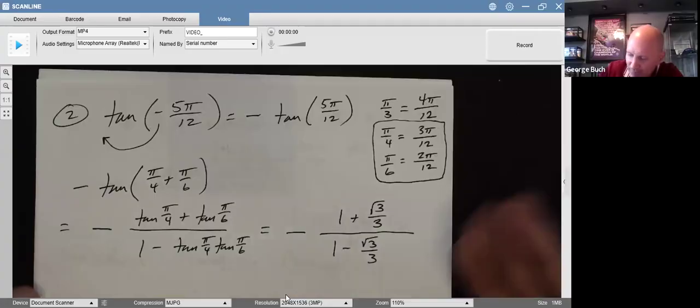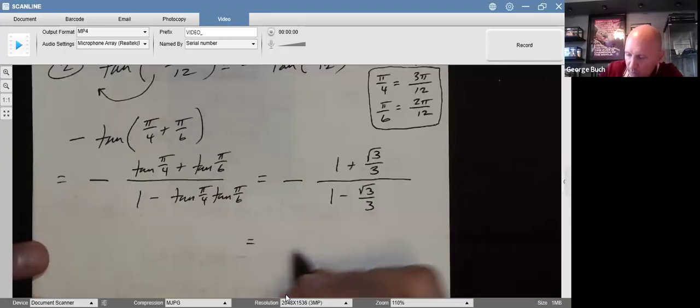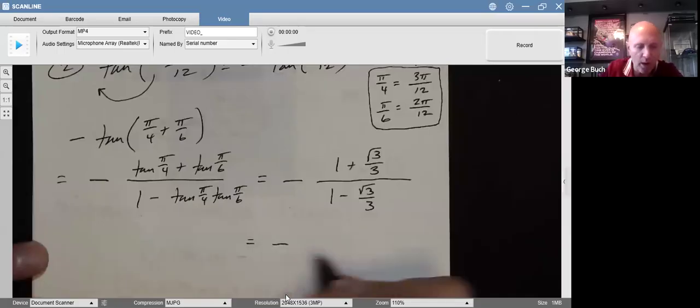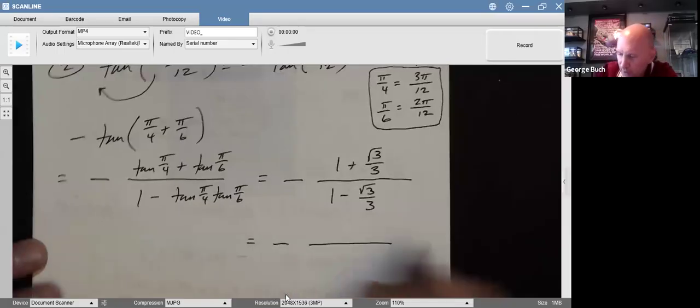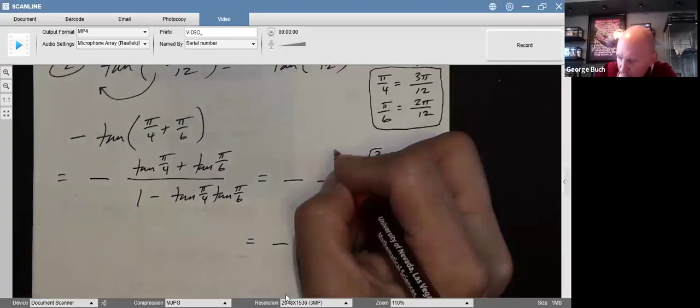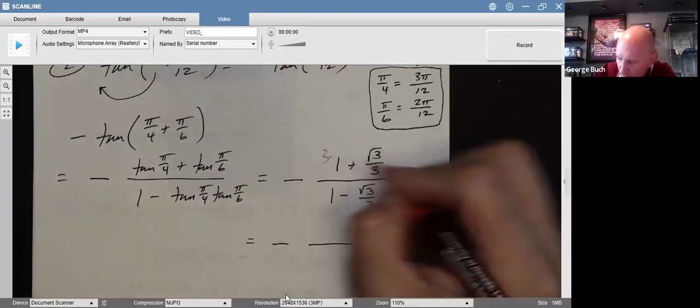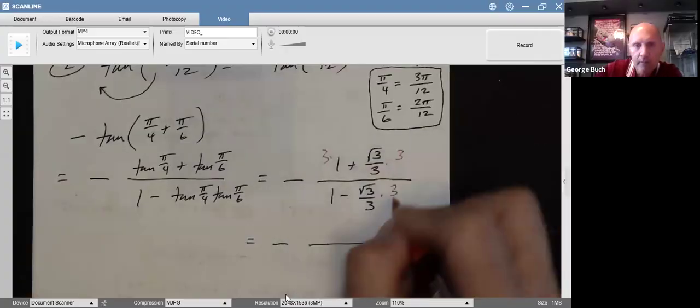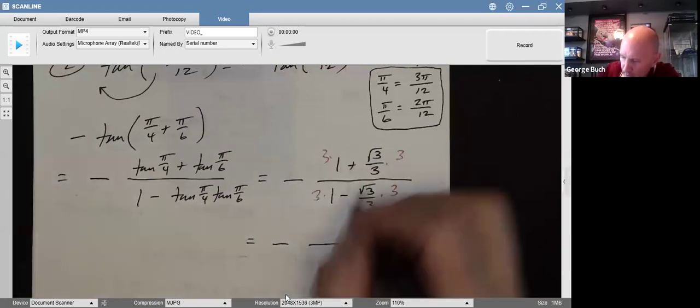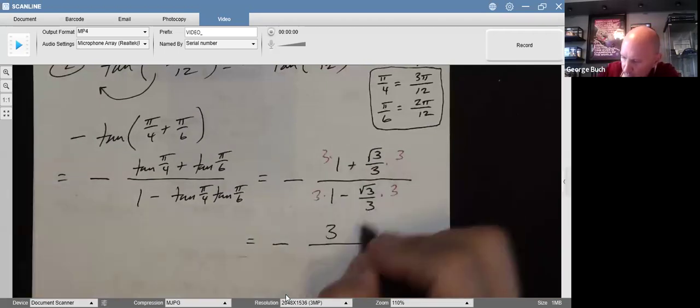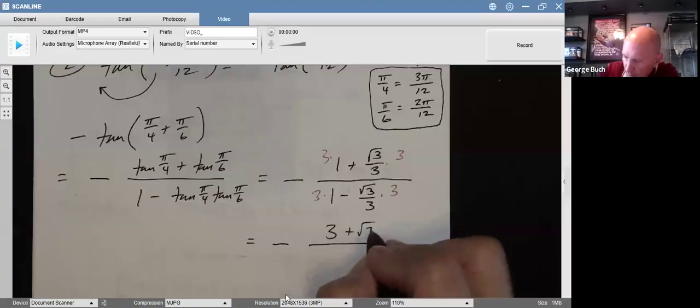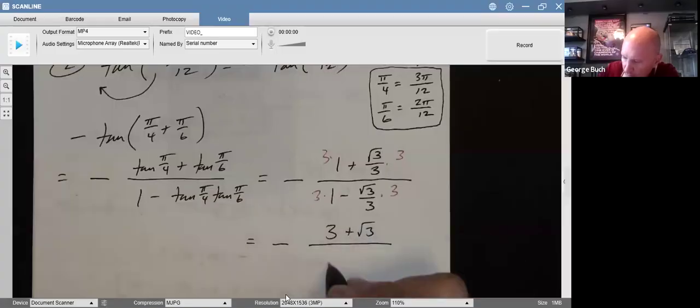If you want, that probably is okay. I'm assuming WebAssign will take that. But if you want to simplify this and make it look nice, you could do what? You could multiply everything by 3, the lowest common denominator. And so we get what? 3 plus root 3 divided by 3 minus root 3.